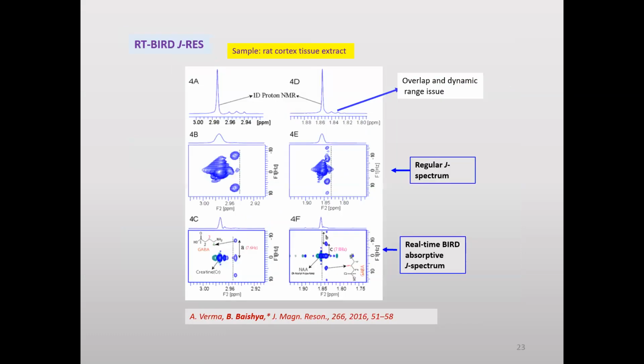Next. So some other spectral portion you can see in the regular Z-resolved experiment in 4E, the GABA signals, the multiplet from the gamma is overlapped with, is distorted by the singlets from the creatine, but in the ultra-high resolution or real-time BIRD absorptive mode J spectrum in 4F, you can see the line becomes very narrow and the pentet of GABA is very well resolved. So this kind of ultra-high resolution can be achieved using the BIRD block in the direct dimension of the Z-resolved spectrum. Next.